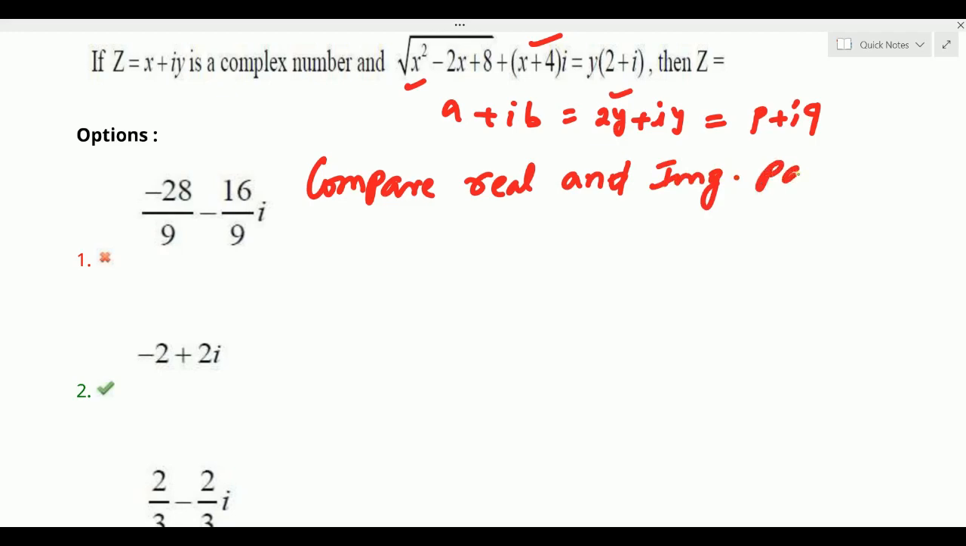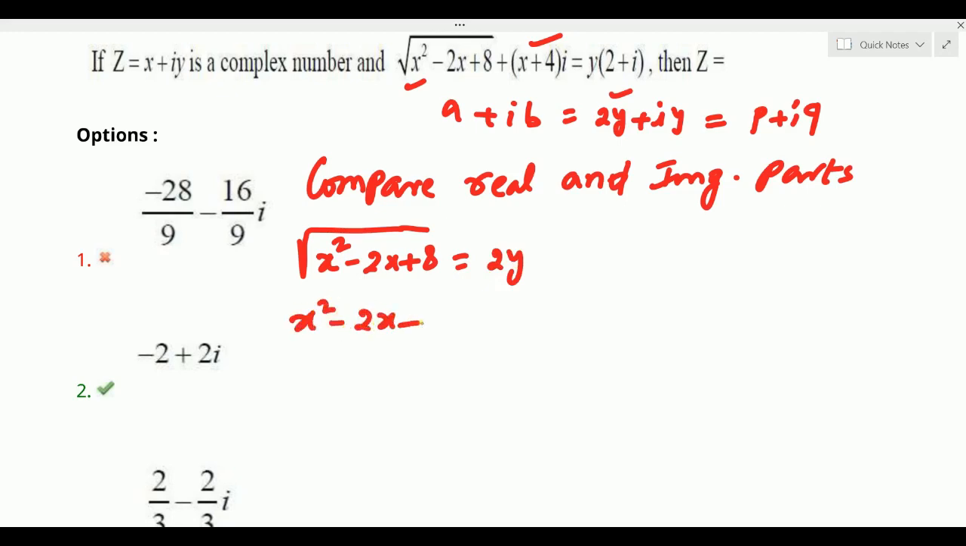Imaginary parts. What is the real part here? Root over x square minus 2x plus 8 equals the right side, 2y. Squaring on both sides, it becomes x square minus 2x plus 8 is equal to 2y whole square, that is 4y square. Okay, this is equation 1. Now real part compared to imaginary part.